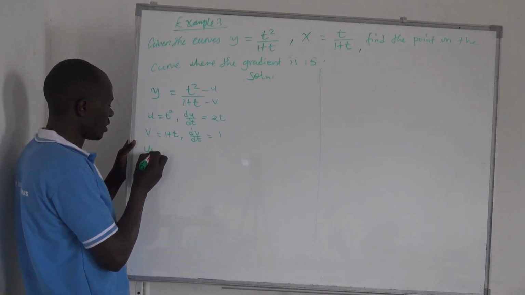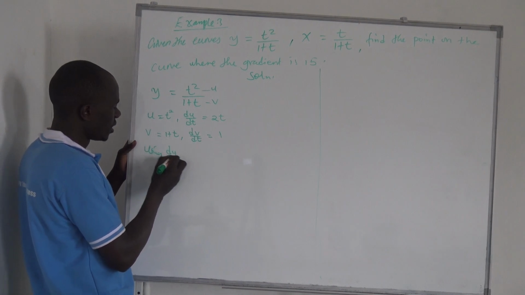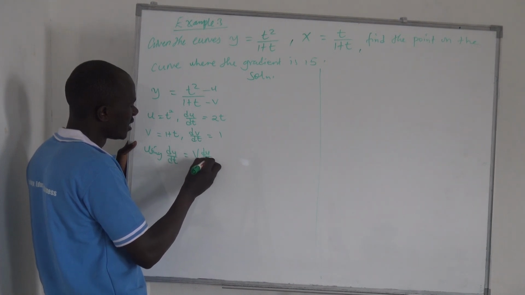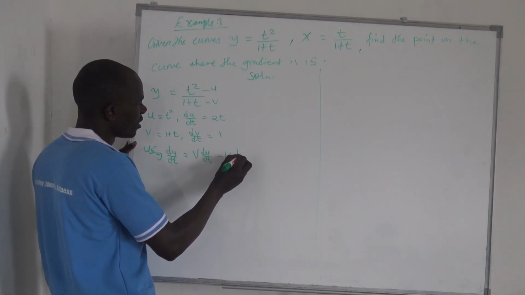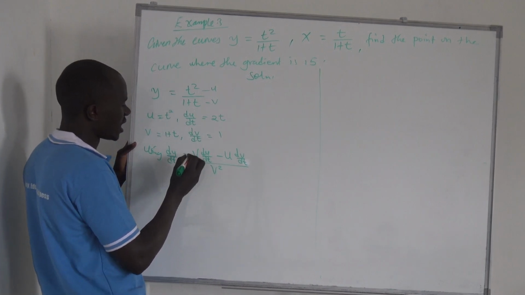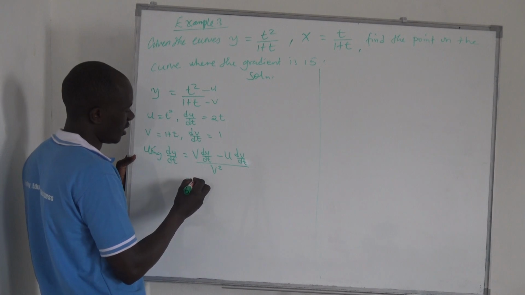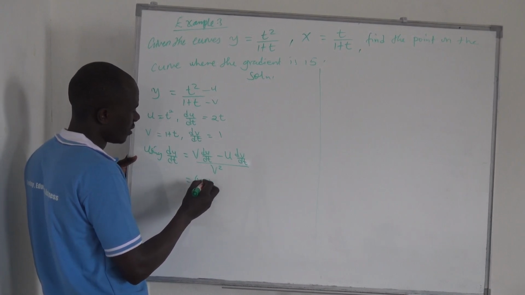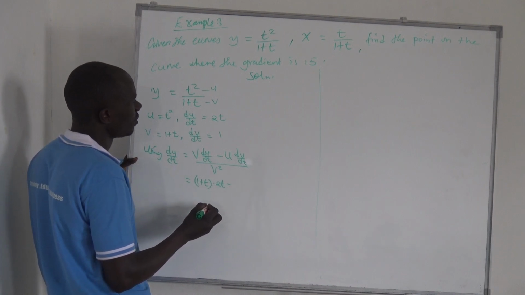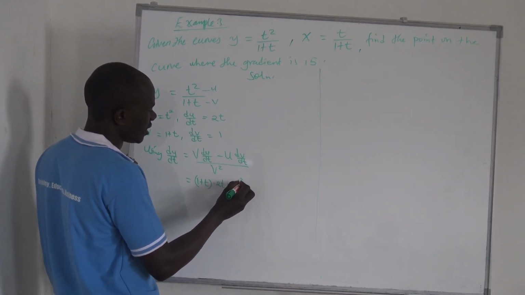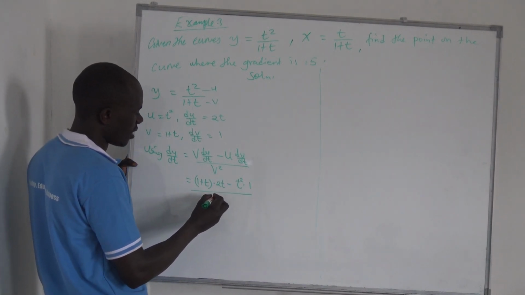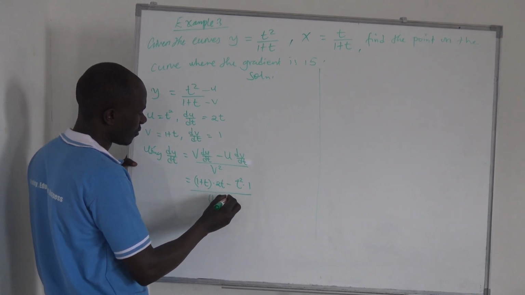So using dy/dt equals (v du/dt minus u dv/dt) all over v squared. What is our v? Our v is already 1 plus t times what is the du/dt? 2t, minus what is our u? Our u is already t squared. What is the dv/dt? 1, all over v squared, which is (1 plus t) the whole of it squared.